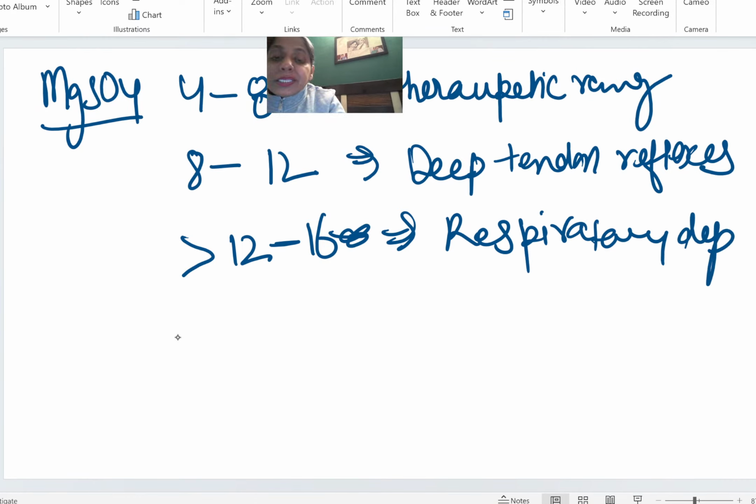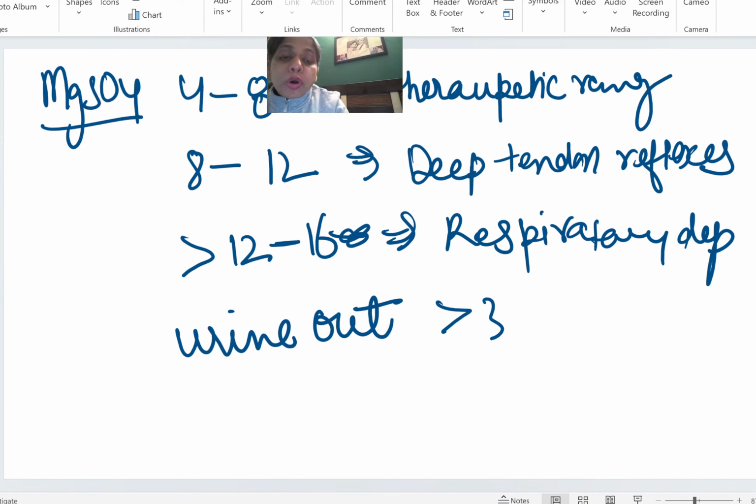Okay. Other than this, you also have to see the urine output, because magnesium sulfate is mainly excreted in urine, more than 30 ml per hour. Right? This is it. Yes, you are right, Dr. Hassan. So urine output is more than 30 ml per hour. Next, after magnesium sulfate you have to see that urine output is more than 30 ml.